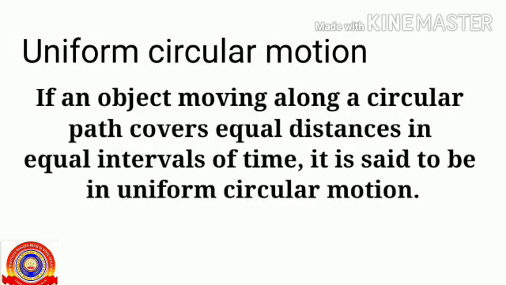Next one, uniform circular motion. If an object moving along a circular path covers equal distances in equal intervals of time, it is said to be in uniform circular motion. Equal distances in equal intervals of time in a circular path is called uniform circular motion.